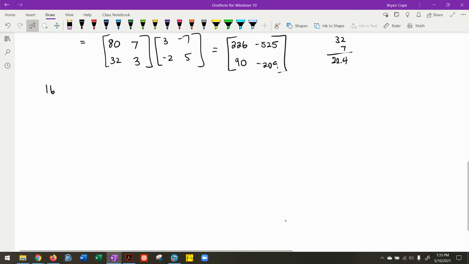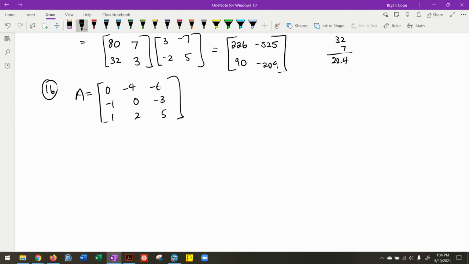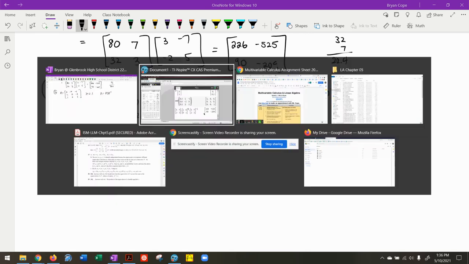Okay, 16. The question is, we've got directions there. We've got a matrix, call it matrix A. It's 0, negative 4, negative 6, negative 1, 0, negative 3, and 1, 2, 5. And we are told in the directions that lambda equals 2 and lambda equals 1 are both eigenvalues. The directions are to diagonalize it. So we're going to try and write A as P, D, P inverse. All right, let's go to it.